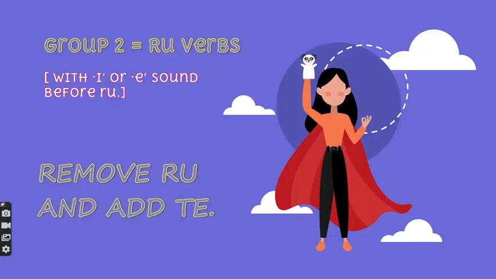The group 2, the ru verbs. Ru verbs end with the sound of e or i before ru. Okay, remember this.